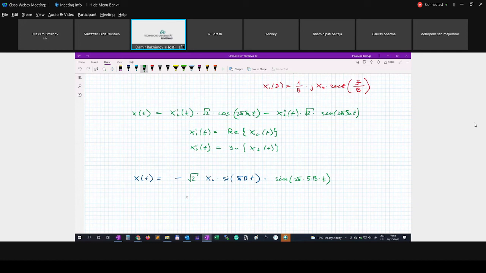Okay, and so I think that was all. Now we need to determine the spectrum. We need to determine the spectrum. So now we have to find it. Now we have the signal in time domain.